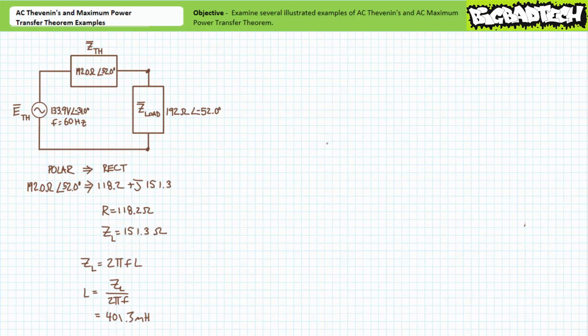Given our desired Thevenin's equivalent impedance has a positive angle, we're most likely dealing with a resistor in series with an inductor. Resolving the Thevenin's equivalent impedance expressed using polar format into its resistive and reactive components expressed using rectangular format yields a value of 118.2 plus j151.3. This implies that our Thevenin's equivalent impedance is a 118.2 ohm resistor in series with an inductor that happens to have an impedance value of 151.3 ohms at our given excitation frequency of 60 Hz.